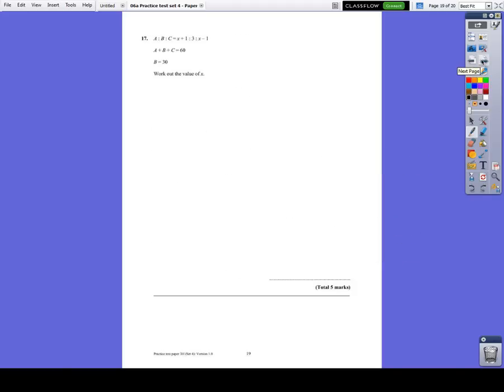Question 17. A:B:C is equal to x plus 1 : 3 : x minus 1. A plus B plus C equals 60 and B equals 30. Well, if B equals 30, we can see that B is the middle number, so we've multiplied that by 10. So we multiply each bit by 10 to get an equivalent ratio. We'll get 10x plus 10, we'll get 30 in the middle, and we'll get 10x minus 10.